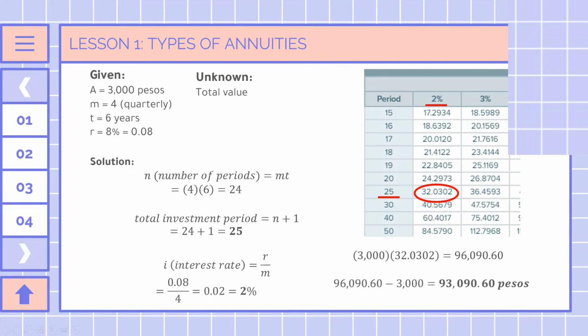This value will be subtracted by 3,000 for the A, and in which the answer will be 93,090.60 pesos.